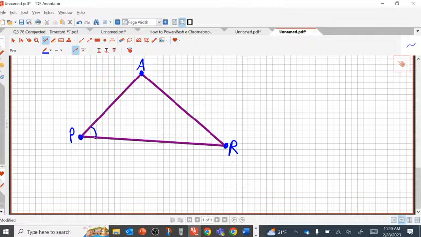This angle here is 2 minus q degrees. The measure of angle P is 2 minus q degrees. The measure of angle A is 15 minus 2q degrees. And the measure of angle R is negative 3q plus 64 degrees.